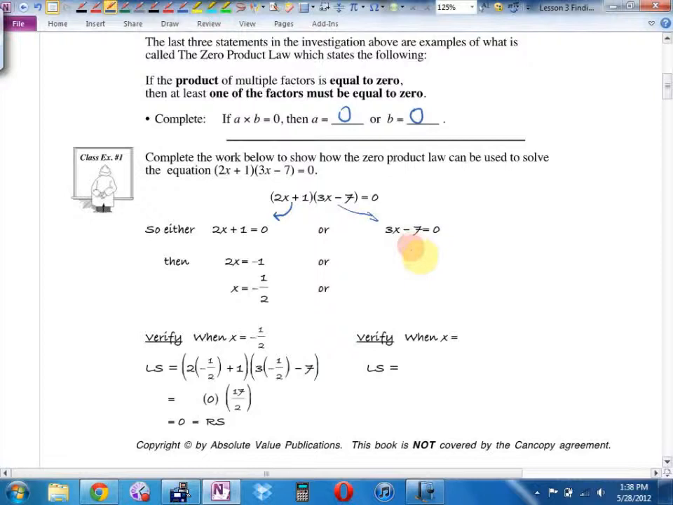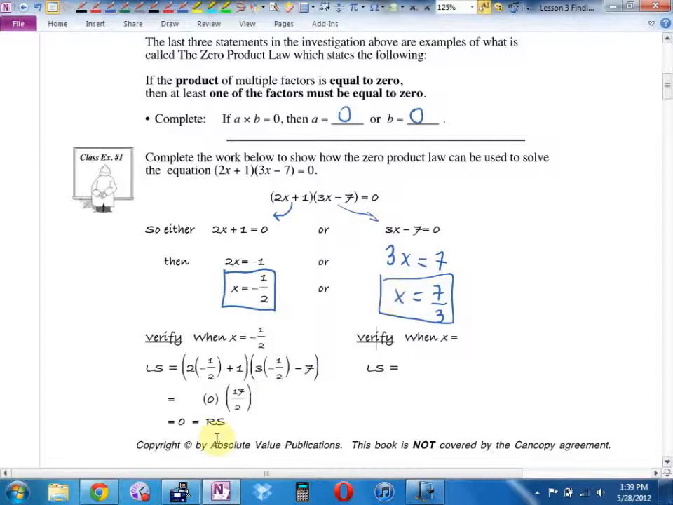How would I move the 7 over? What's in front of it? So what will I do? Okay, I would get, and then these are the roots of this quadratic equation. The roots of this quadratic equation are negative a half and 7 over 3.